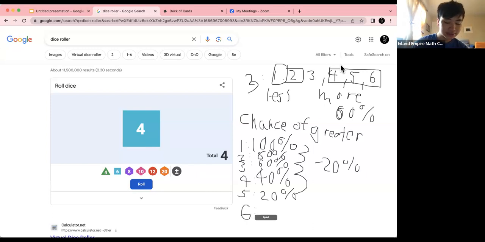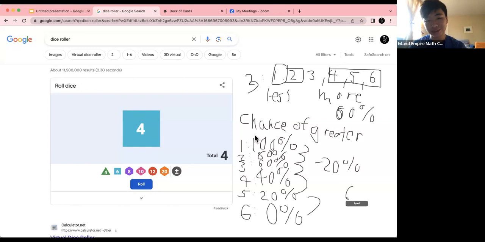Which means that for 6, it's actually going to be 0%. Not only because we're subtracting another 20%, 20% minus 20% is 0%, but also because if we're at 6, there's no number that you can roll that is greater, since it's a 6-sided die. There's no 7 on this die that is greater than 6. So therefore, if you roll a 6, you should always guess that it's going to be less.